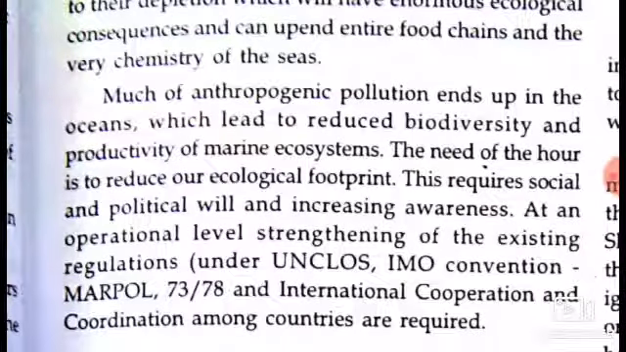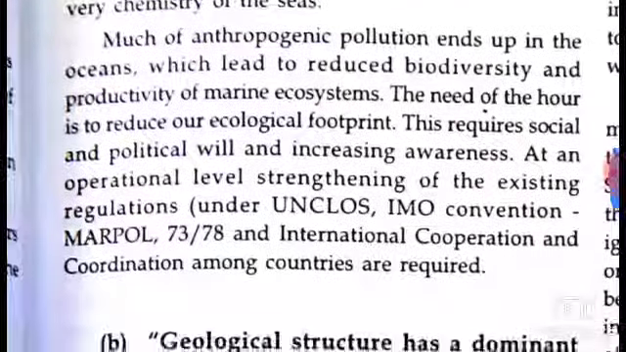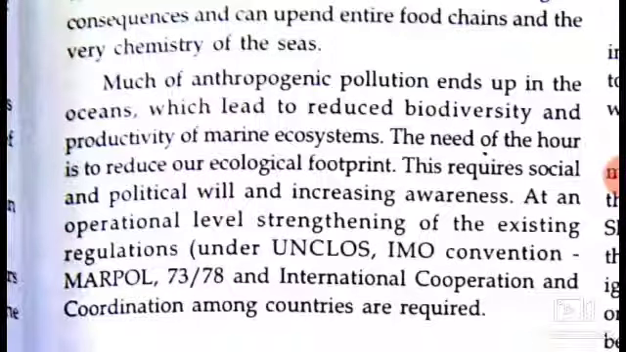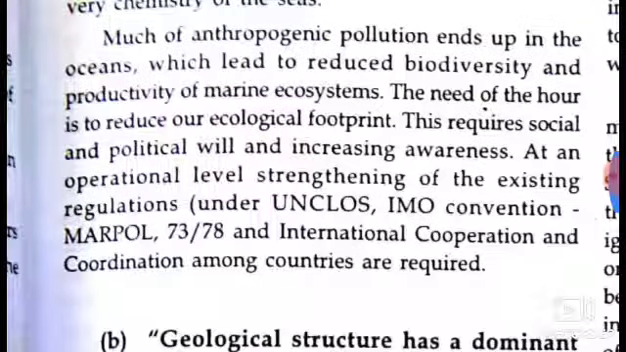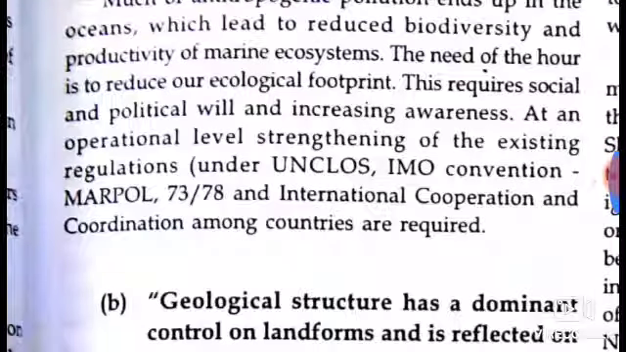Much of the anthropogenic pollution ends up in the oceans, which leads to reduced biodiversity and productivity of marine ecosystems. The need of the hour is to reduce our ecological footprint. This requires social and political will and increasing awareness at an operational level, strengthening of the existing regulations under UNCLOS, the IMO Convention, MARPOL 73/78, and international cooperation and coordination among countries are required. So thank you.